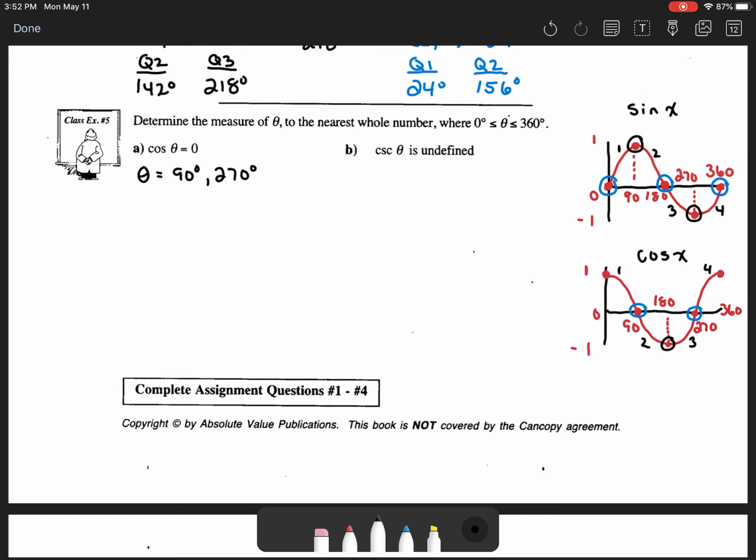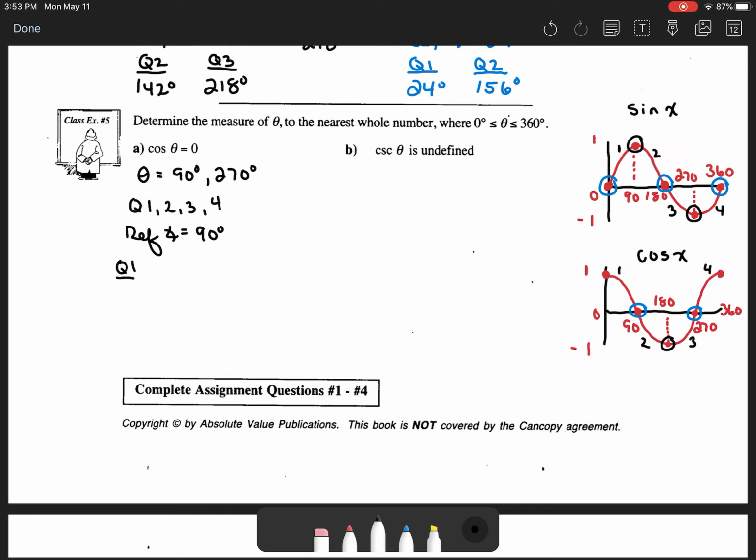If I do not want to remember that graph and I want to do it algebraically, here's what you would do. You would come across this ratio and say cos of theta equals 0. Remember, my first step is always, is it positive or negative? Well, 0 is neither positive nor negative, so that means I have to look in all four quadrants: quadrant 1, quadrant 2, quadrant 3, and quadrant 4. Then you find your reference angle, so you'd go second function cosine of 0 degrees, and you get 90 degrees.